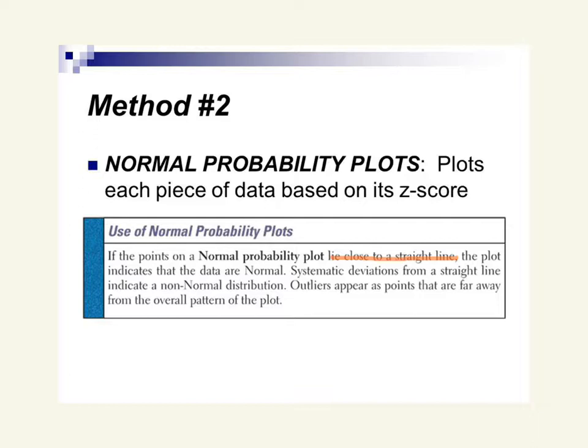What we don't want to see, again, are systematic deviations from a straight line, outliers, which are points that fall away from the overall pattern of the plot, and also data that's strongly curved. And we're going to take a look at a couple of examples of normal probability plots here in a moment. But just note, the number one thing that we're looking for is that data falling close to a straight line.